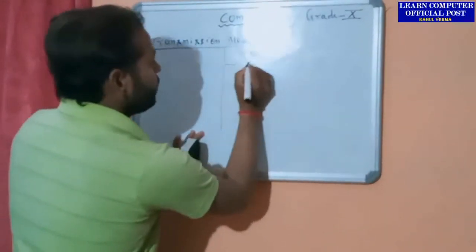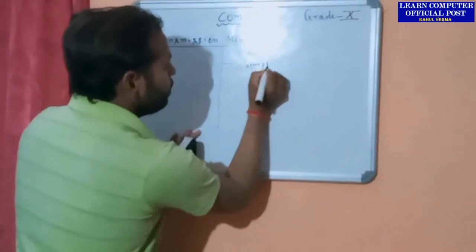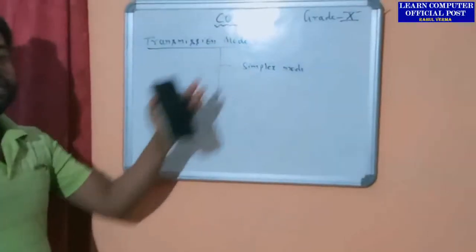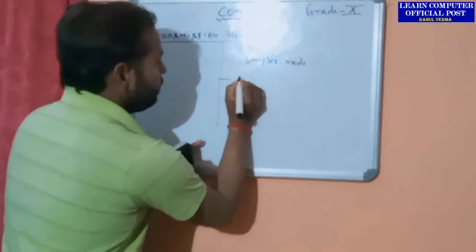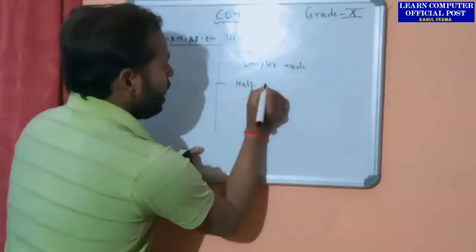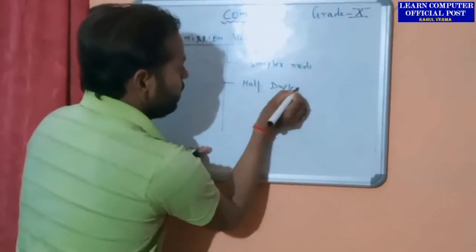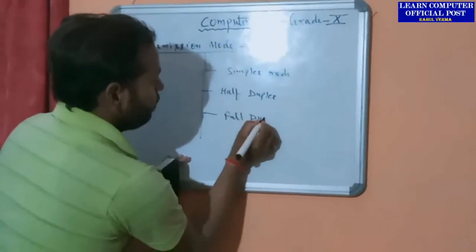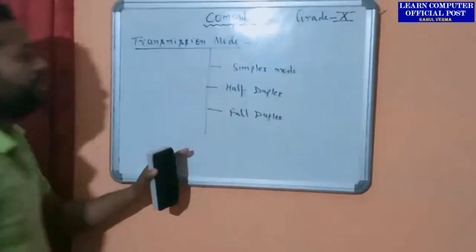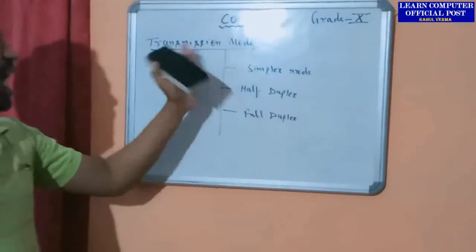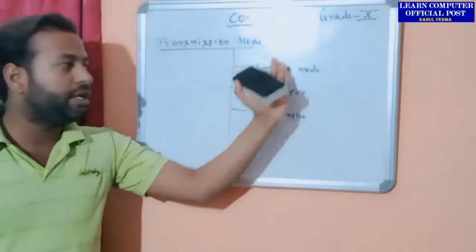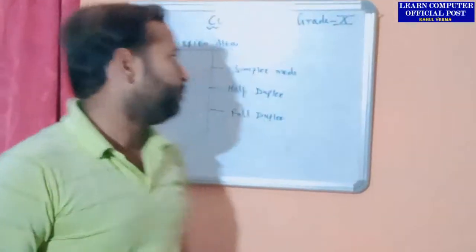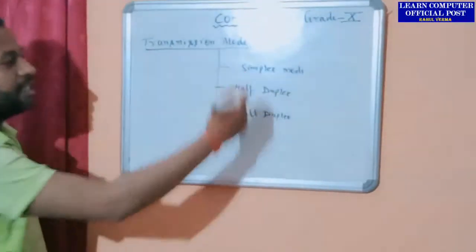First one is simplex mode. Second one is half duplex, and third one is full duplex. These are the three concepts we have under the data transmission mode, by which we can transmit the data from one computer to another computer. Now let's see what these three concepts are.